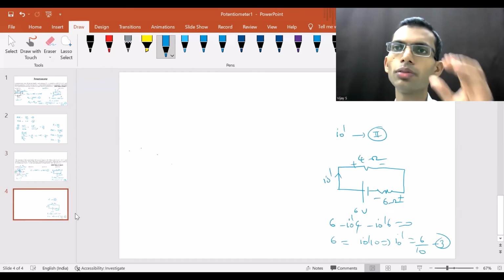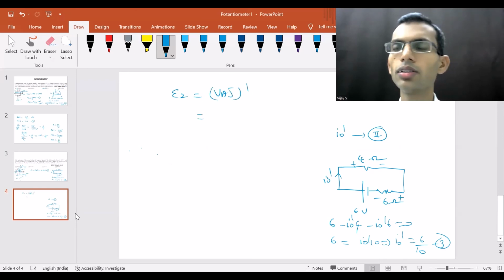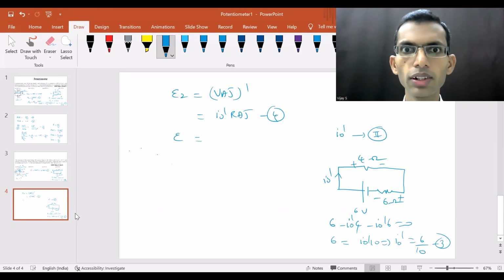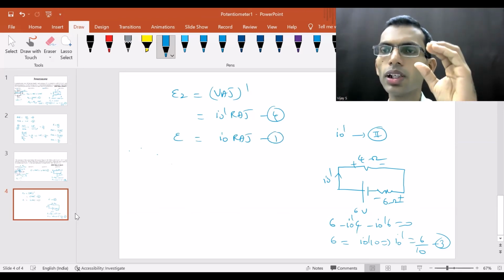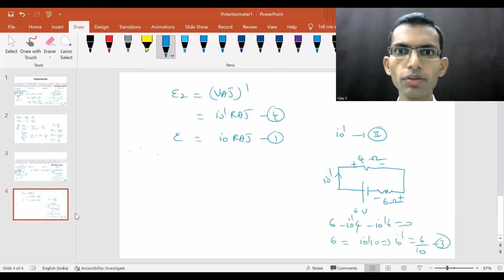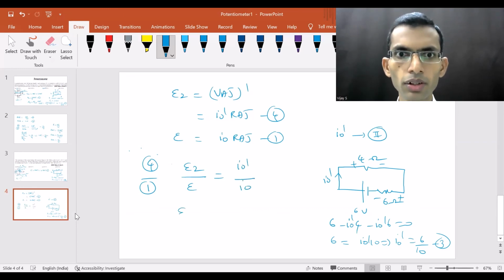When we apply the potentiometer principle to the second case, E2 is equal to VAJ dash. VAJ dash from Ohm's law is I0 dash into RAJ. Let us take it as equation 4. We already wrote equation 1, E is equal to I0 RAJ. Here we have to understand that the null point is coinciding for the two cases, so RAJ is common. When we take 4 by 1, we get E2 by E equal to I0 dash by I0. So E2 is equal to I0 dash by I0 into E.